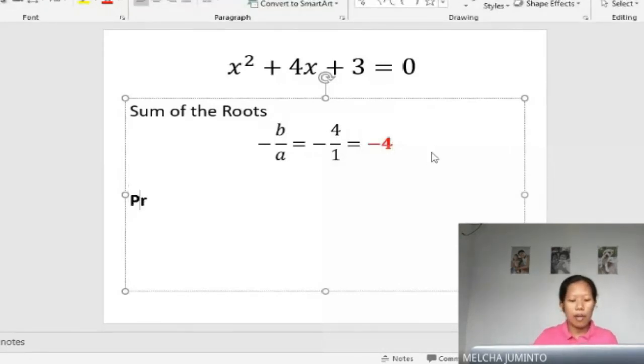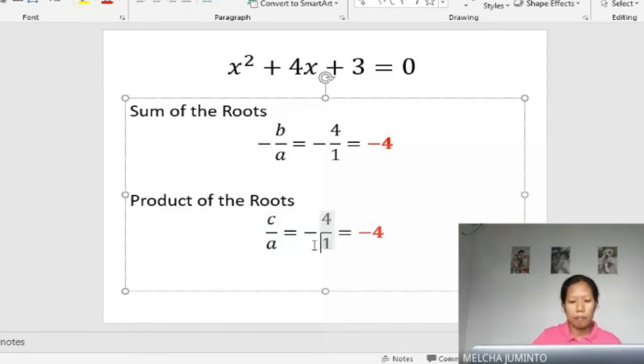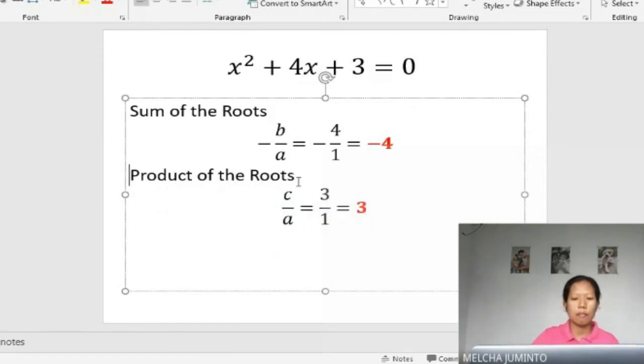Now, how about the product of the roots? To find the product of the roots, we simply follow another formula. This time it is equal to c over a. From the given equation, c is 3 and a is 1. 3 over 1 is 3. Therefore, the product is 3.